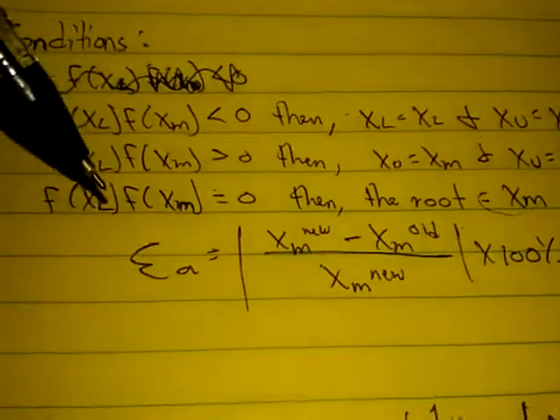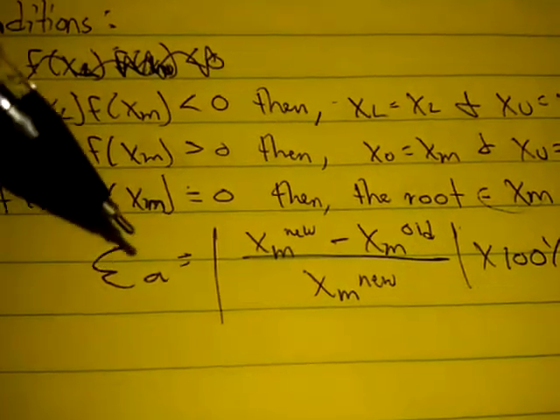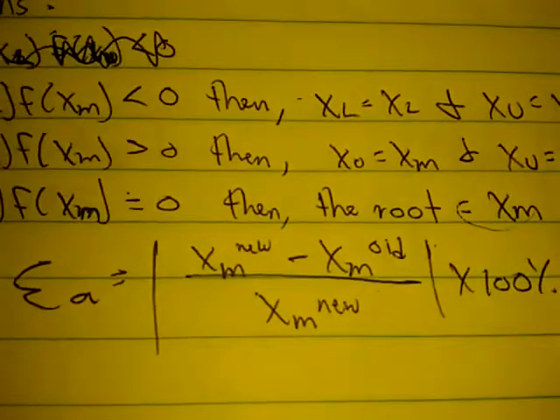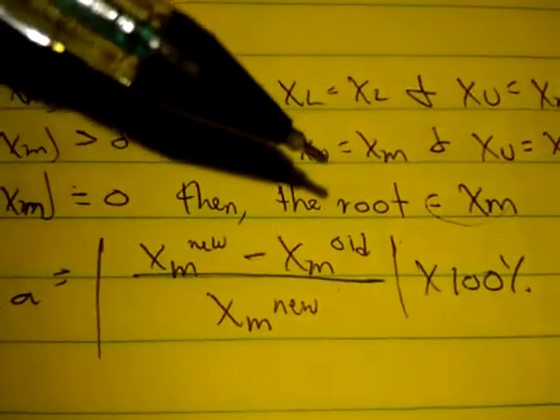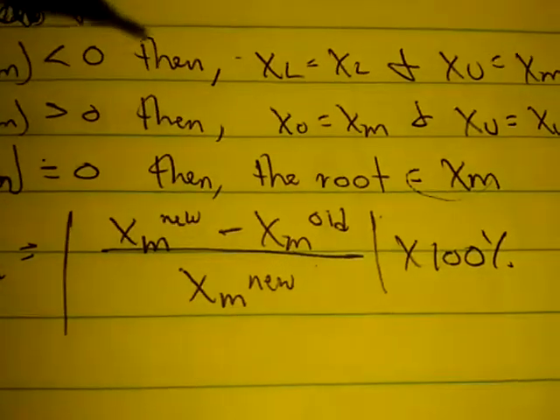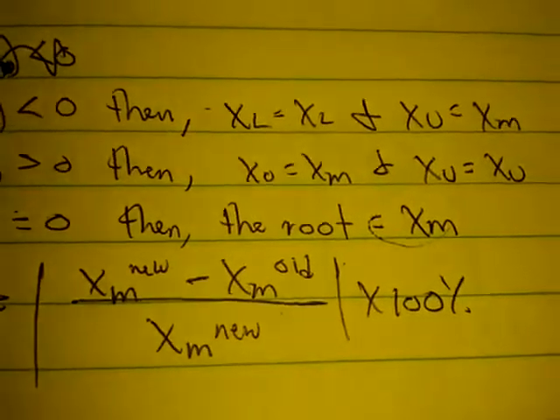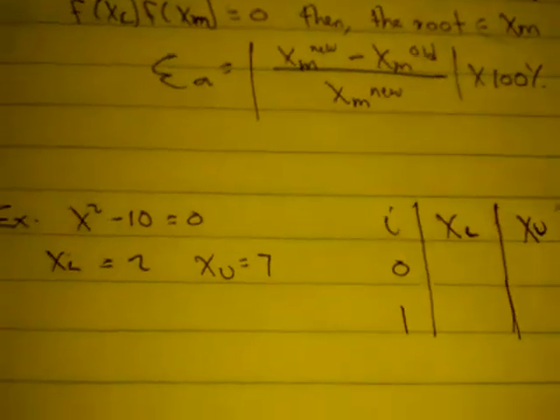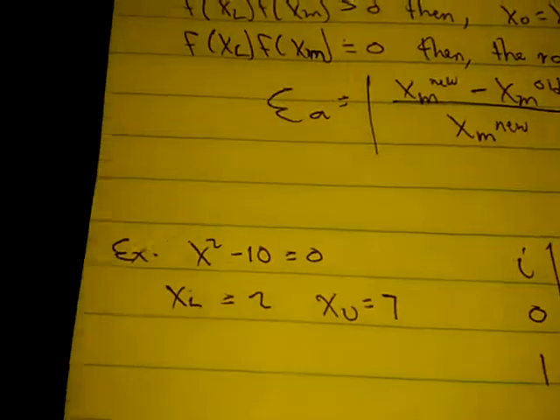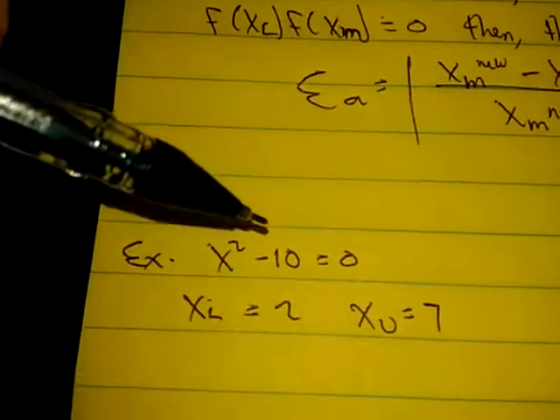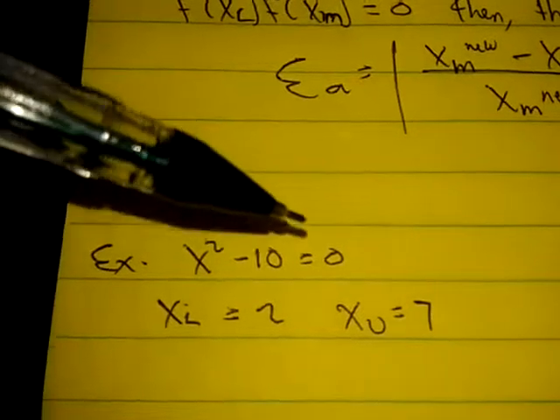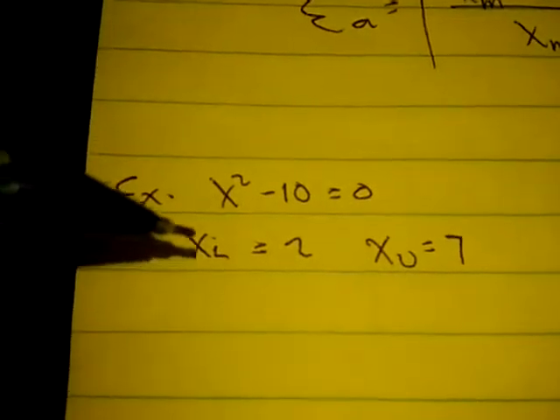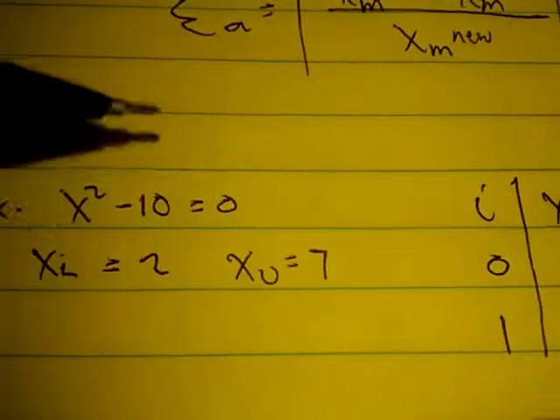So next, for solving the error, ito nga, the absolute value of xm new minus xm old over xm new times 100%. So, para mas maintindihan pa natin lalo, mag-example tayo. So, ito yung function niya, x squared minus 10 is equals to 0. So, yung value ng lower limit niya is 2, then upper limit is 7.